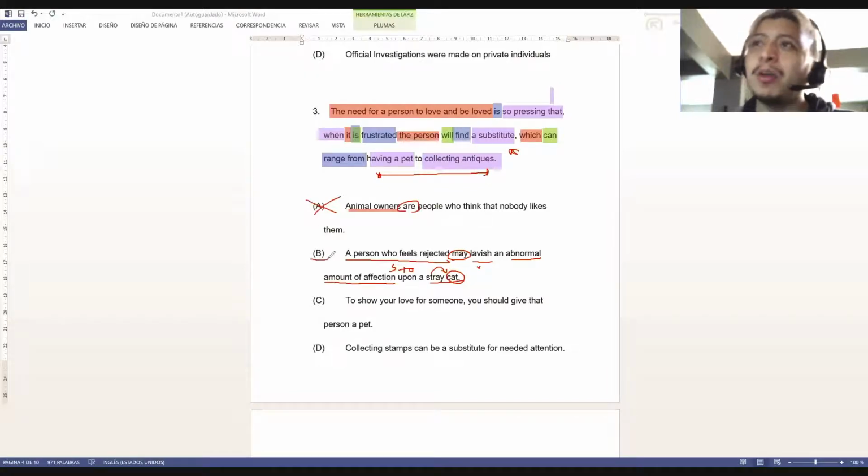I think it's possible. The important thing here is this, may. It doesn't say that it will. It doesn't guarantee that a person that feels rejected will just show affection for animals. It says that they will find a substitute, and probably having a pet is one of these options. So probably if a person feels rejected, they will show a lot of affection towards a street cat. It's possible, yeah?